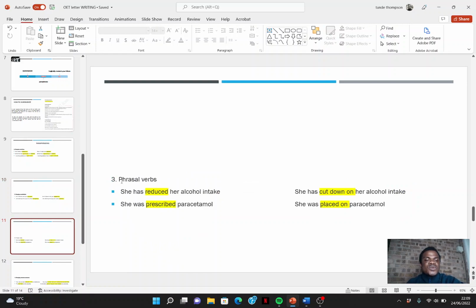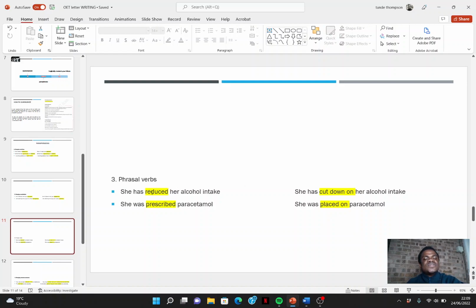All right, you can also use what we call phrasal verbs. These are what we call phrasal verbs, where we bring in verbs with preposition. Now, this verb reduced can be changed to a phrasal verb to cut down. She has reduced her alcohol intake. I can paraphrase it to she has cut down on her alcohol intake.